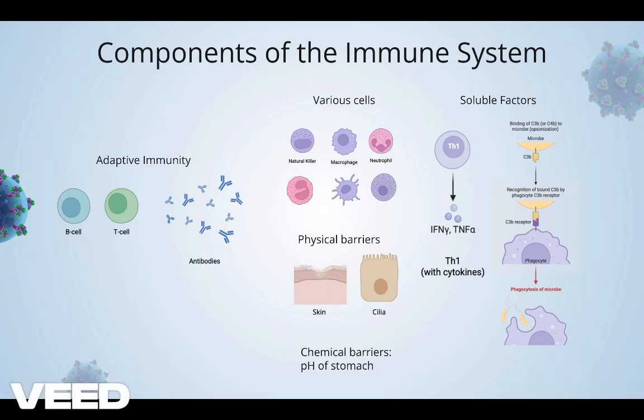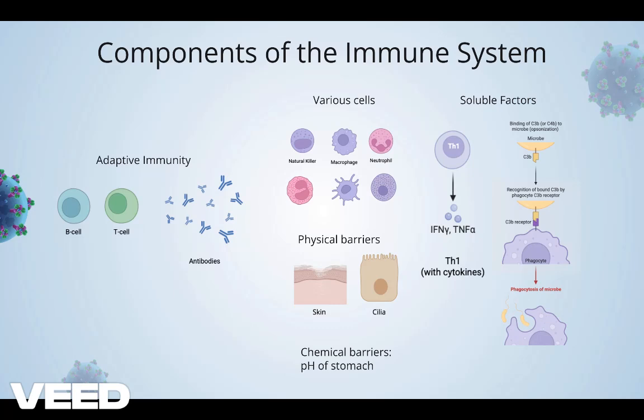Then we also have cells that are involved. So neutrophils and macrophages engulf and destroy pathogens. Natural killers induce apoptosis in infected or abnormal cells. Cytokines coordinate immune response and they signal immune cells and promote inflammation. The complement system enhances inflammation and opsonizes pathogens.